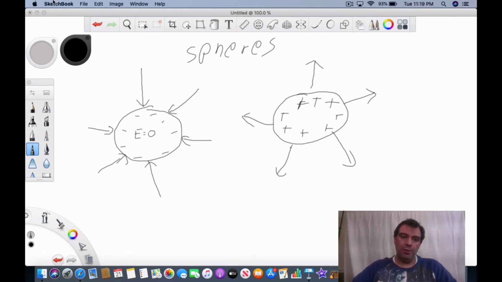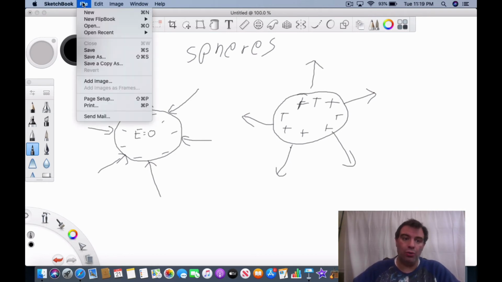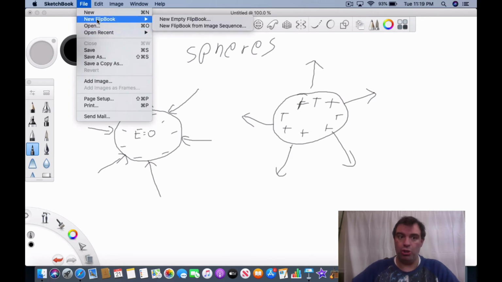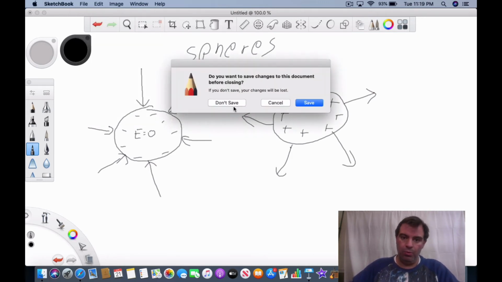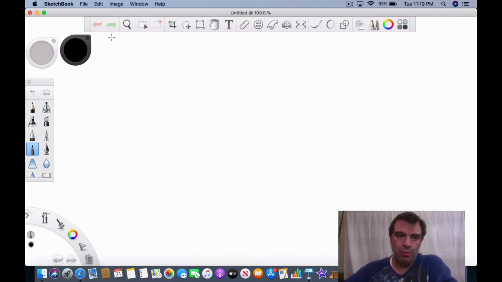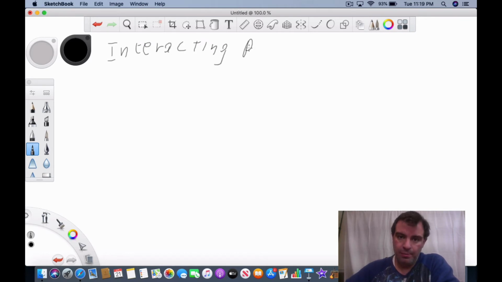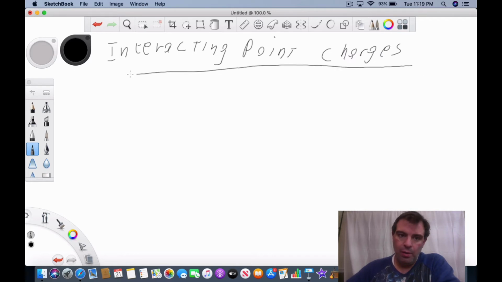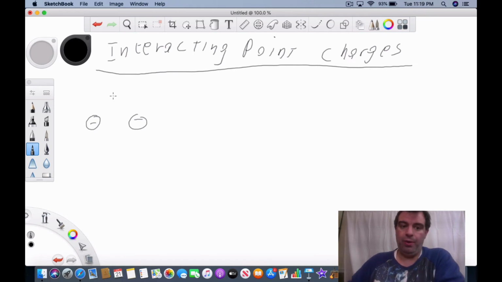After this, we have to look at interacting point charges. Let me open up a new one. This one over here is going to be interacting point charges. We have three different types of interacting point charges. The first one is going to be, let's say, negative and negative. I'll try to draw small so I can fit all three of them right over here.